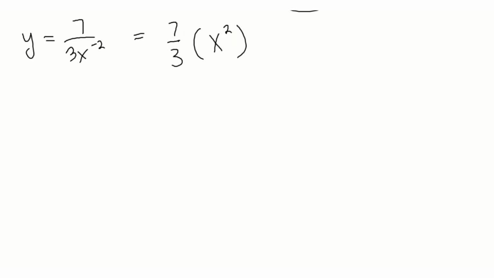Let's try a few more. Find the derivative of y equals 7 over 3x to the negative 2. We can rewrite this as 7/3 times x squared. The derivative is 7/3 times 2x, or simplified, 14x over 3.